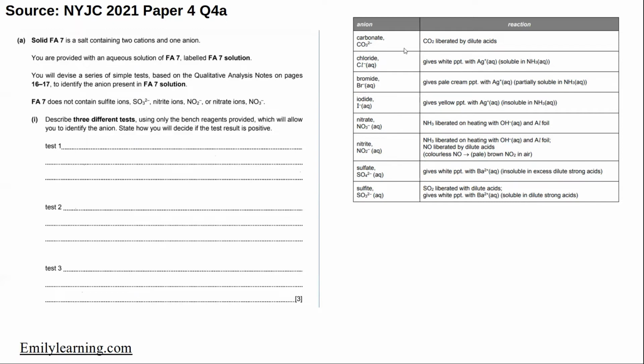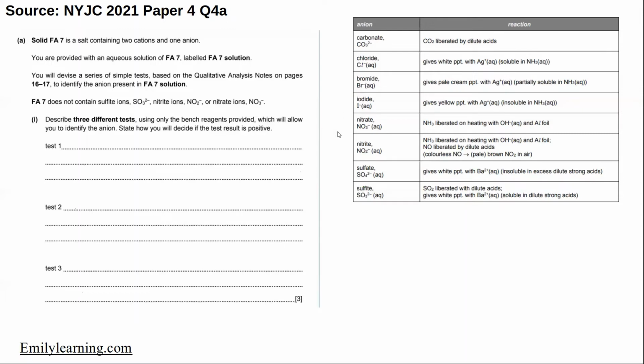The difference would be the color of the PPT. So the color of the PPT tells you whether it's chloride, bromide, or iodide. In other words, for these three anions, we can lump them into one test. Based on the color of the precipitate, as well as whether the precipitate is soluble in excess NH3, it will tell us whether it is chloride, bromide, or iodide.